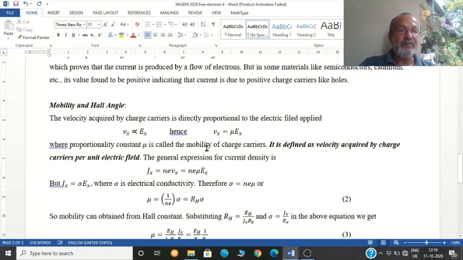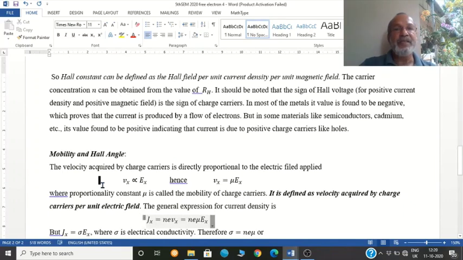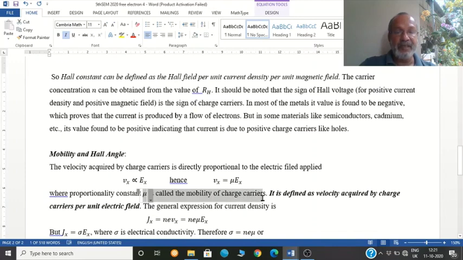Now I will discuss very briefly about mobility and Hall angle. We have already seen in Drude-Lorentz theory that the drift velocity is proportional to E. So we may write drift velocity is equal to some constant into electric field. That constant is called mobility of the charge carriers. If you put Ex equal to 1, then you will get Vx equal to mu. So that is the definition of mobility. Mobility is the velocity per unit electric field.